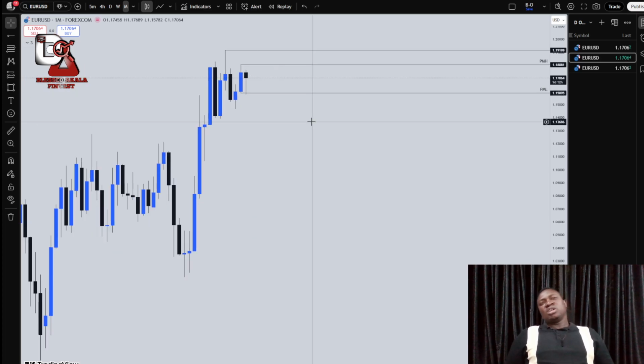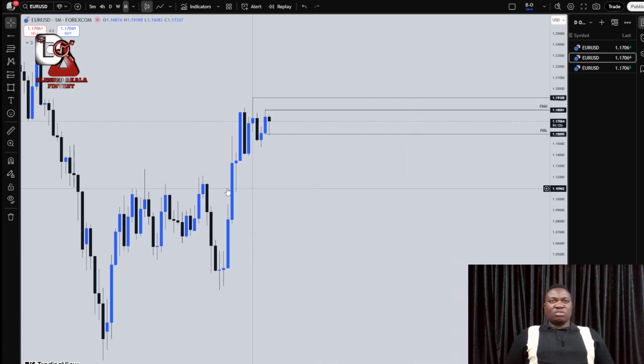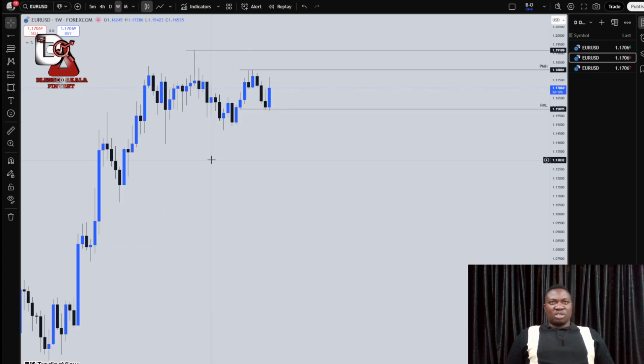But if we check it with structure, from the reaction we are having from this level here, we are still within this level and this dealing range. But this internal structure on monthly has been invalidated, which is something to reckon with.